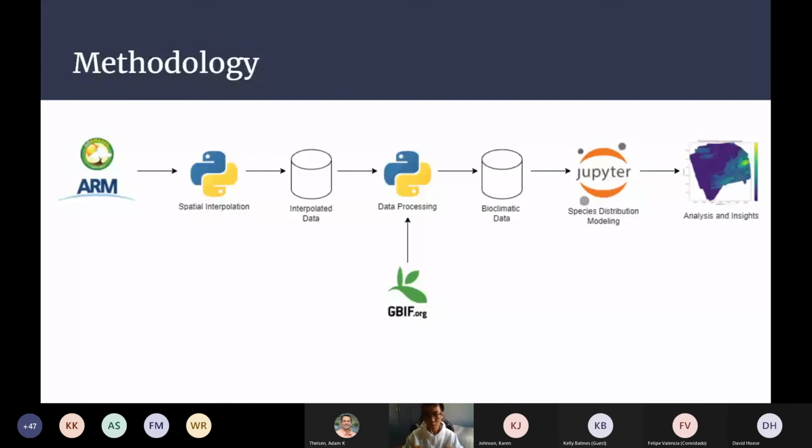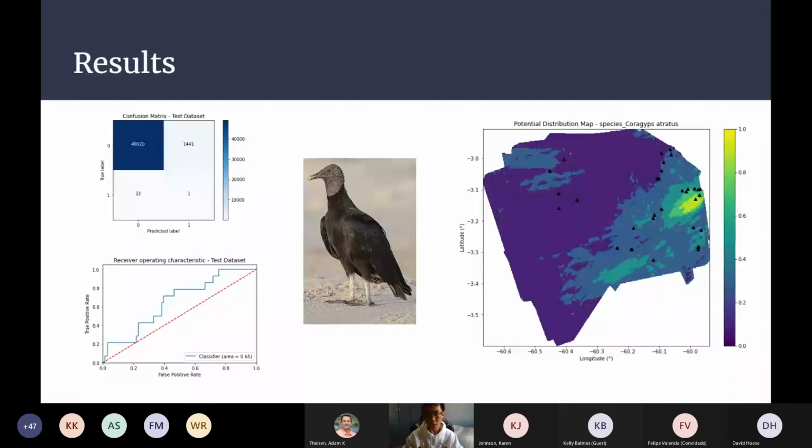So here we have some sample results or outputs that the model and the tool we developed can give. Here on the left, for the species Coragyps atratus, or the black vulture, we can see the performance of the machine learning algorithm through the confusion matrix and also the receiver operating characteristic curve. These are metrics that are usually used for classification machine learning algorithms, such as logistic regression.